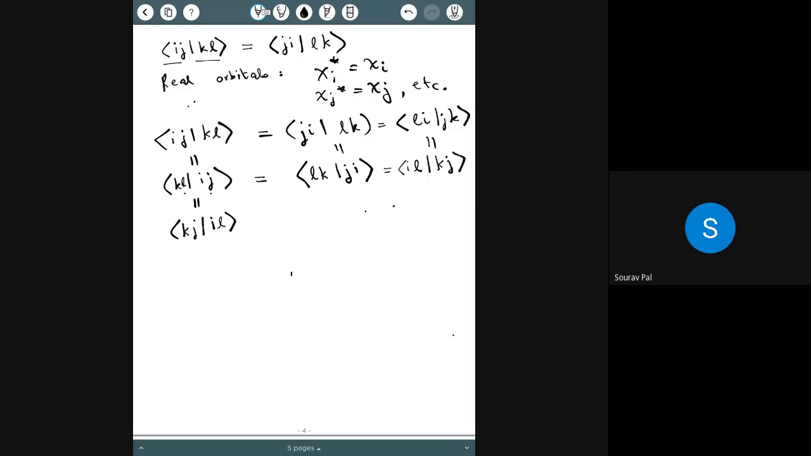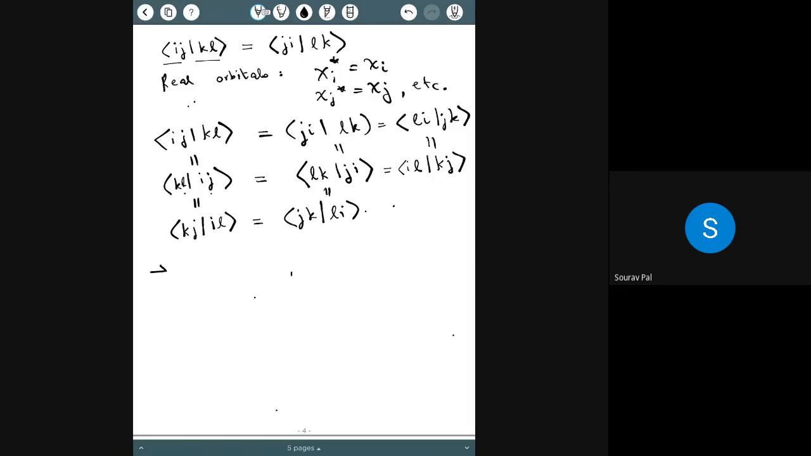So here I've taken electron 2, and because of realness, I can interchange the starred and the unstarred. So that is that there, and there is again, interchanging electron 1 and 2, you have JK, Li. There. So these are all equal to each other. 8 possible integrals. And what have I used?